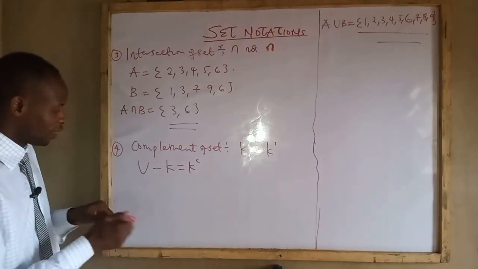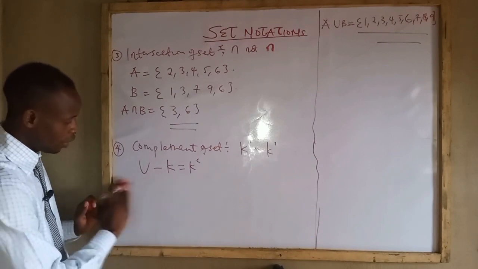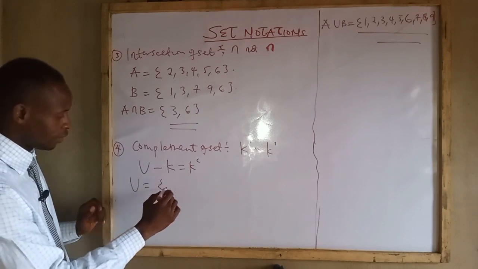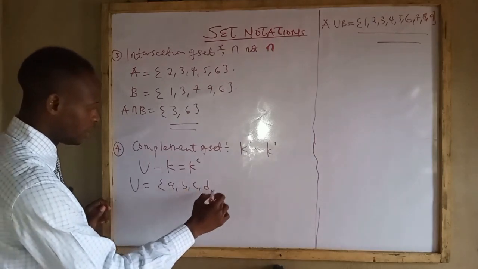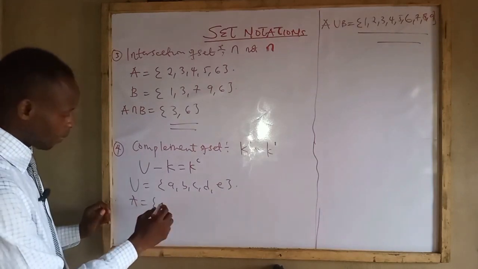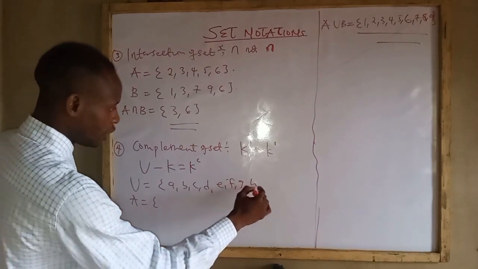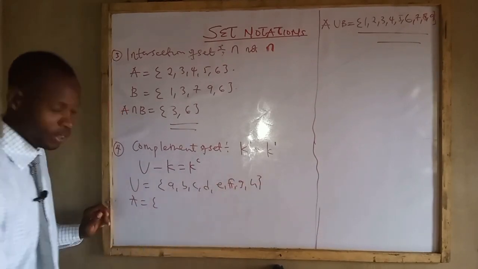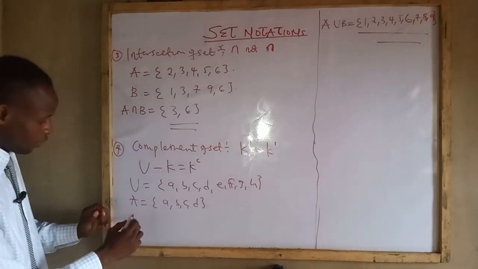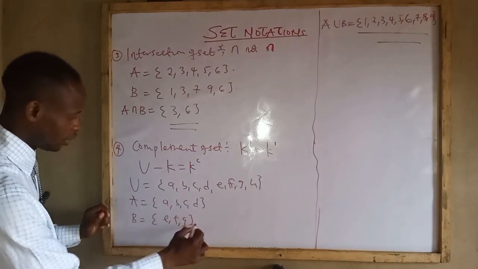So now, take for instance, before that, let me give one instance here. A given universal set here: A, B, C, D, E, F, G, H. Please, are we following? Then if we are given set A to be A, B, C, D, and we're given set B to be equal to E, F, G.